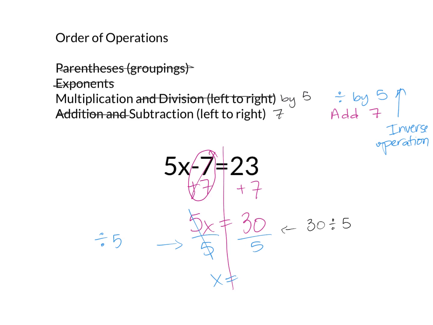Is 6. So x equals 6. And I can always check my work if I put in 6 for x. 5 times 6 is 30, minus 7 equals 23. And I'm not going to write that out because I'm trying to keep the video relatively short.